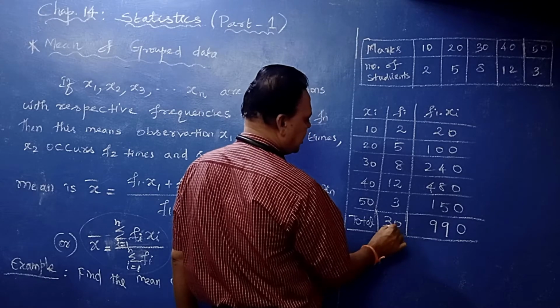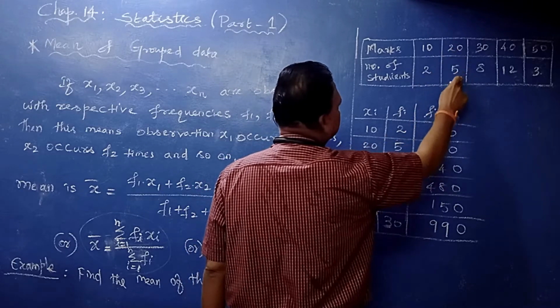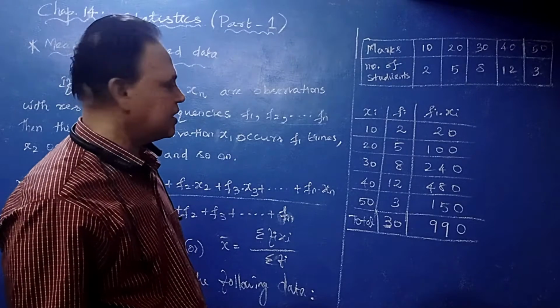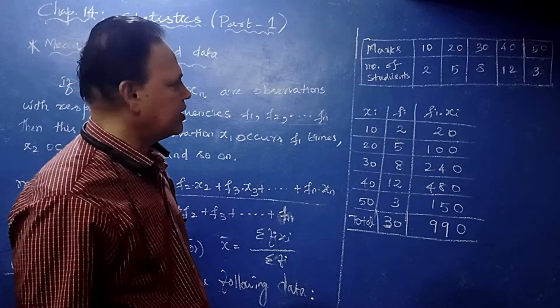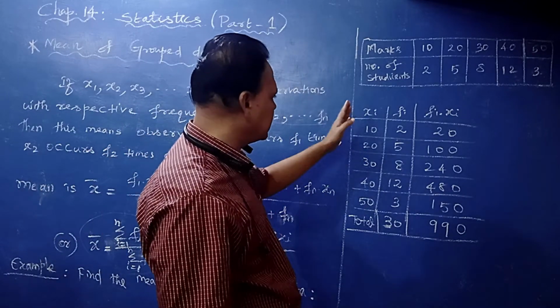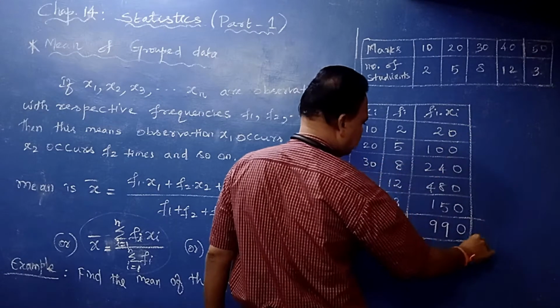10 marks, in which 10 marks scored by how many students? 2 students. 20 marks scored by 5 students. 30 marks by 8, 40 marks by 12, 50 marks by 3, like that. For that, what are we finding? The average, that is the mean. This is the tabular column; here you have to put the tabular column.